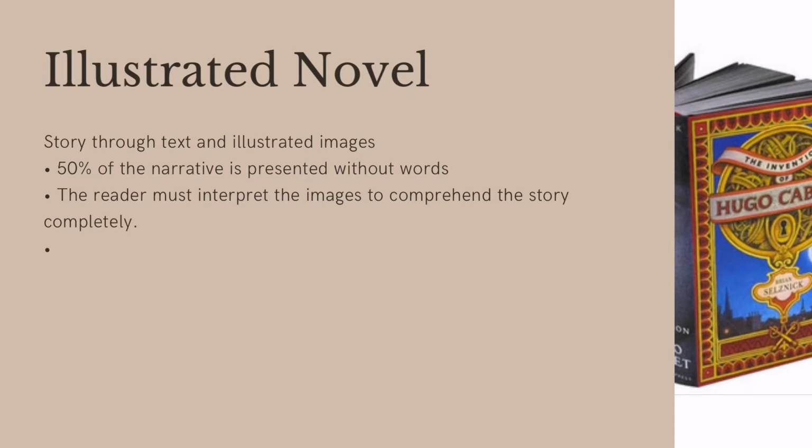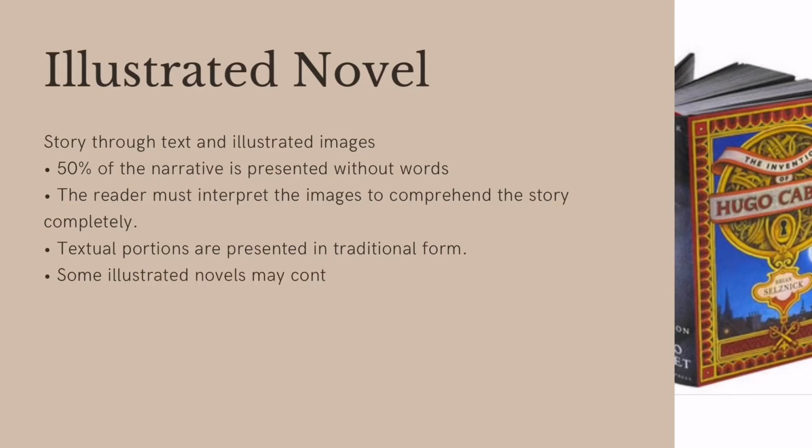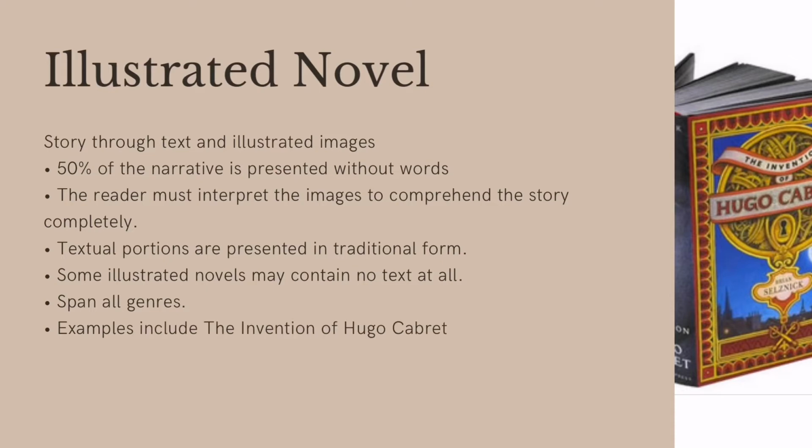Textual portions are presented in traditional form. Some illustrated novels may contain no text at all and span all genres. Examples include The Invention of Hugo Cabret by Brian Selznick and The Arrival by Shaun Tan.